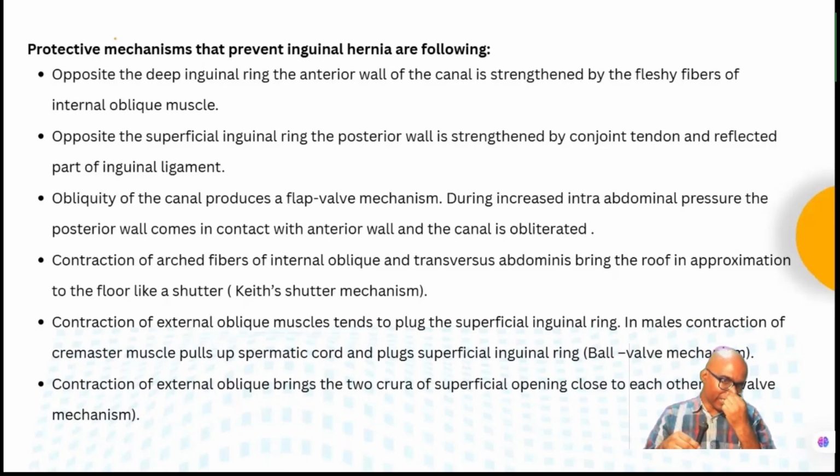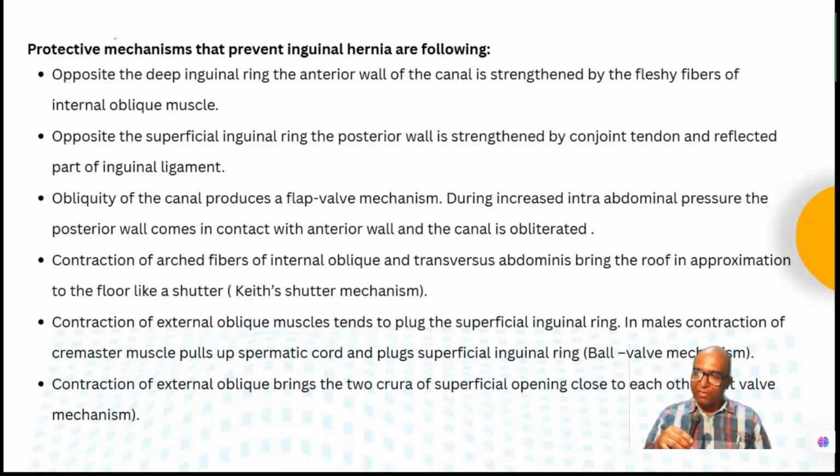Contraction of the external oblique muscle tends to plug the superficial inguinal ring. In males, contraction of the cremaster muscle pulls up the spermatic cord and plugs the superficial inguinal ring. That is the ball valve mechanism. And contraction of the external oblique brings the two crura of the superficial inguinal ring close to each other. That is the slit valve mechanism.